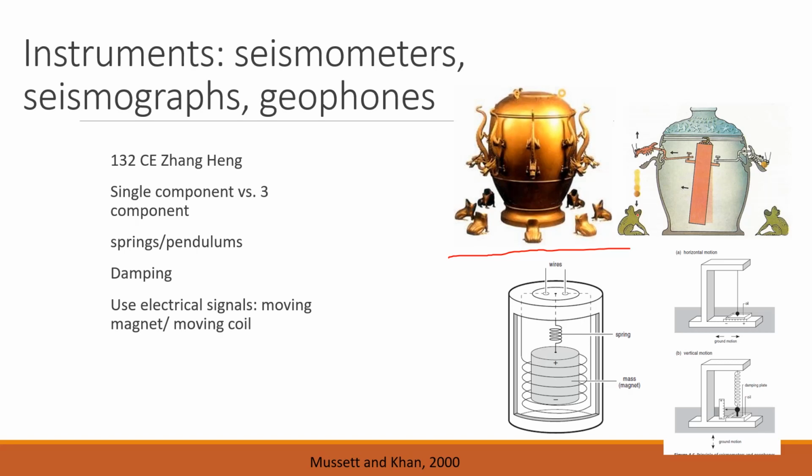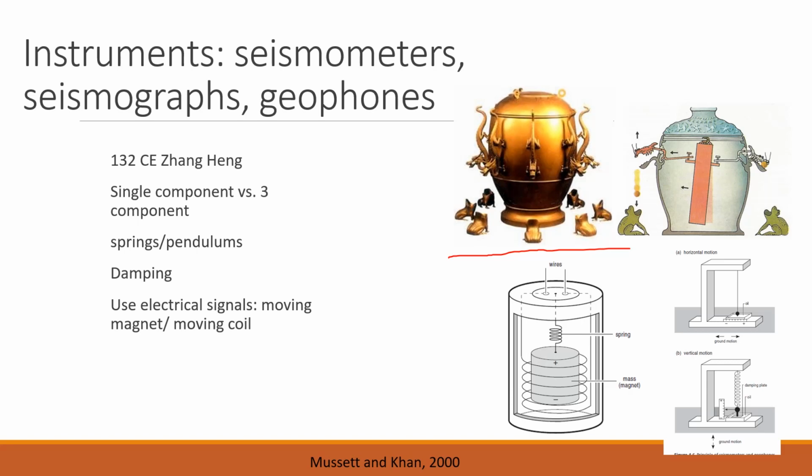The more common ones are three component. That means that we are going to look at how the ground moves up and down as well as how it moves side to side in two perpendicular directions, and that gives us the 3D image of the ground moving. We can use springs or pendulums to do this.